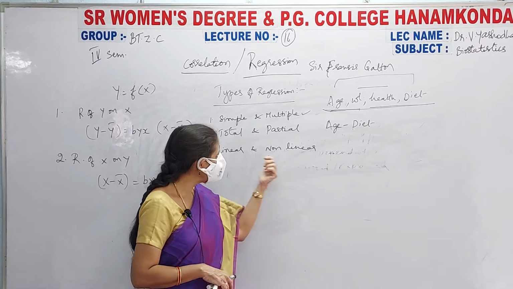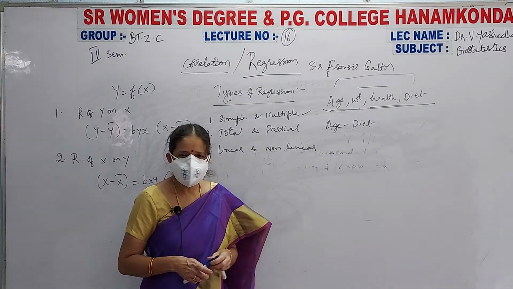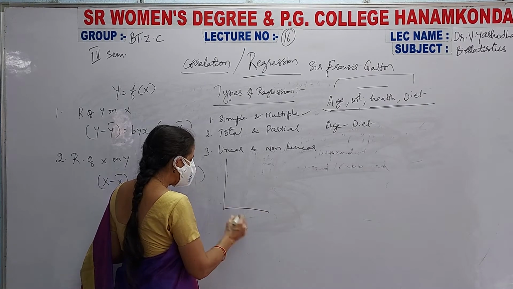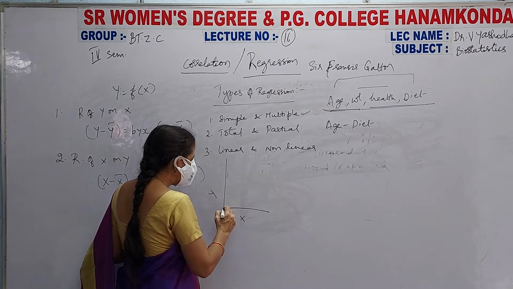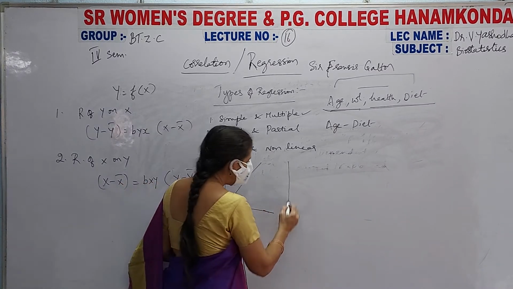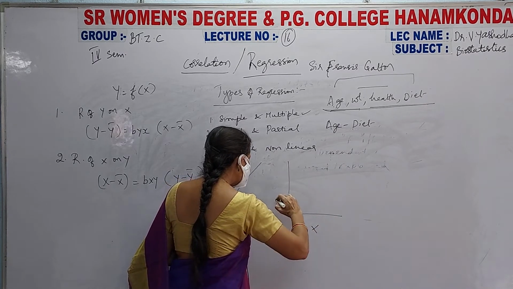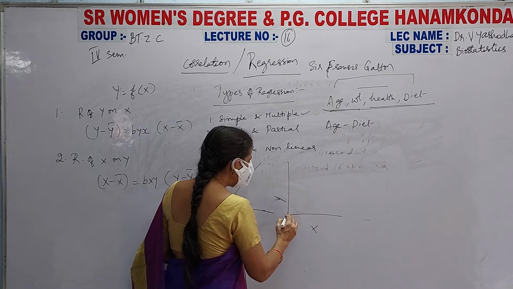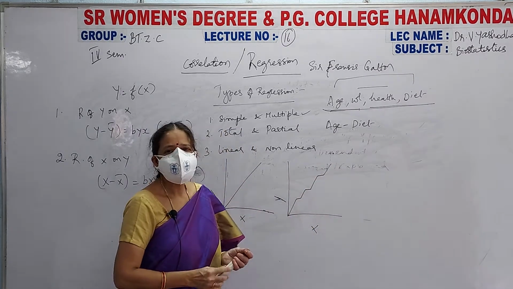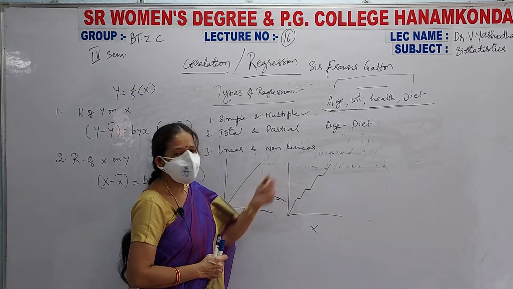Now coming to the linear and non-linear. In linear relationship, or in linear average relationship, when you draw a graph taking x and y axis, you will get a straight line. This is known as linear regression. And if you take a non-linear, if it is x and y, you will get a curved line like this. That means it is not a straight line. This is known as linear and non-linear regression.